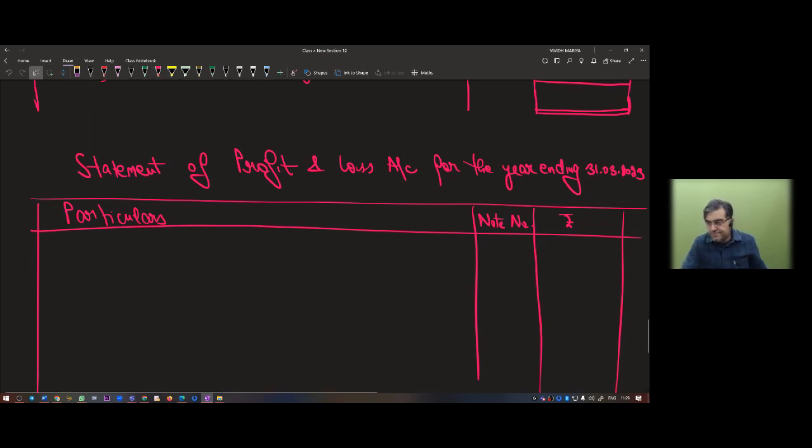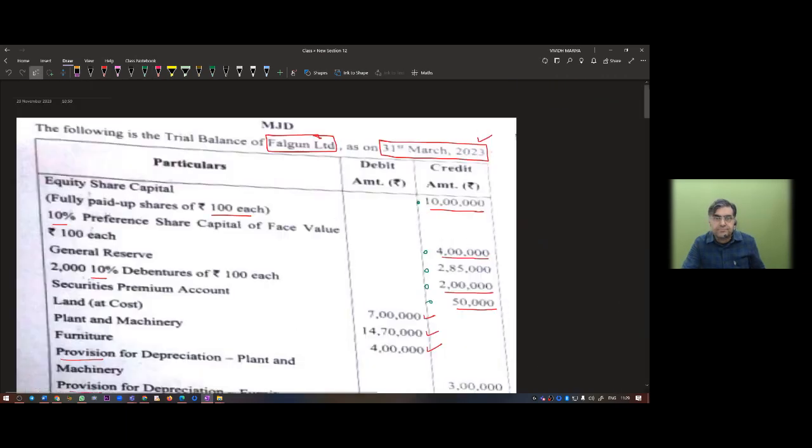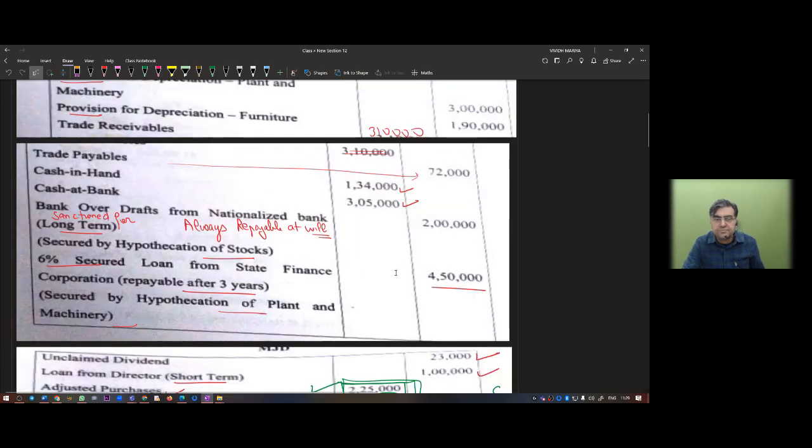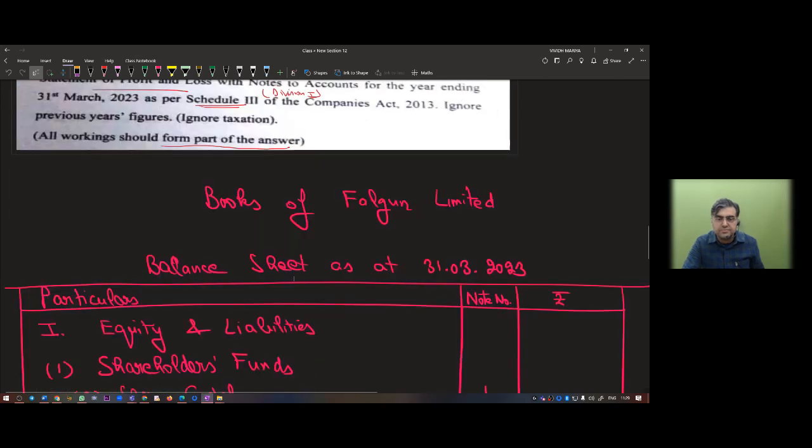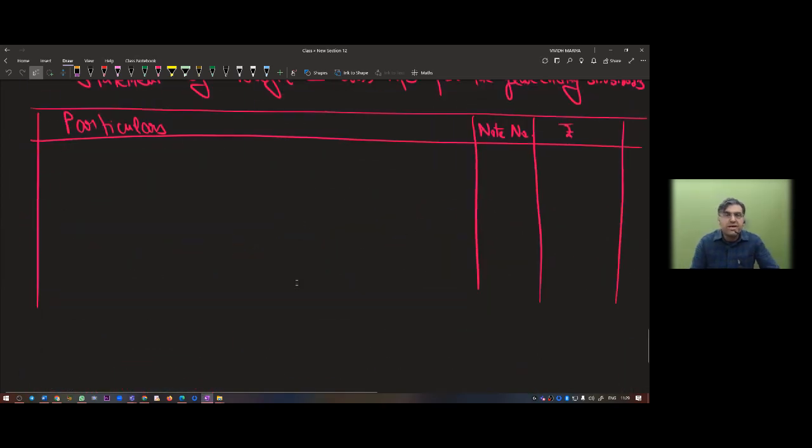Where is the question? The question says, we are doing it very slow. We say revenue from operations need not have any note. There is no information given.